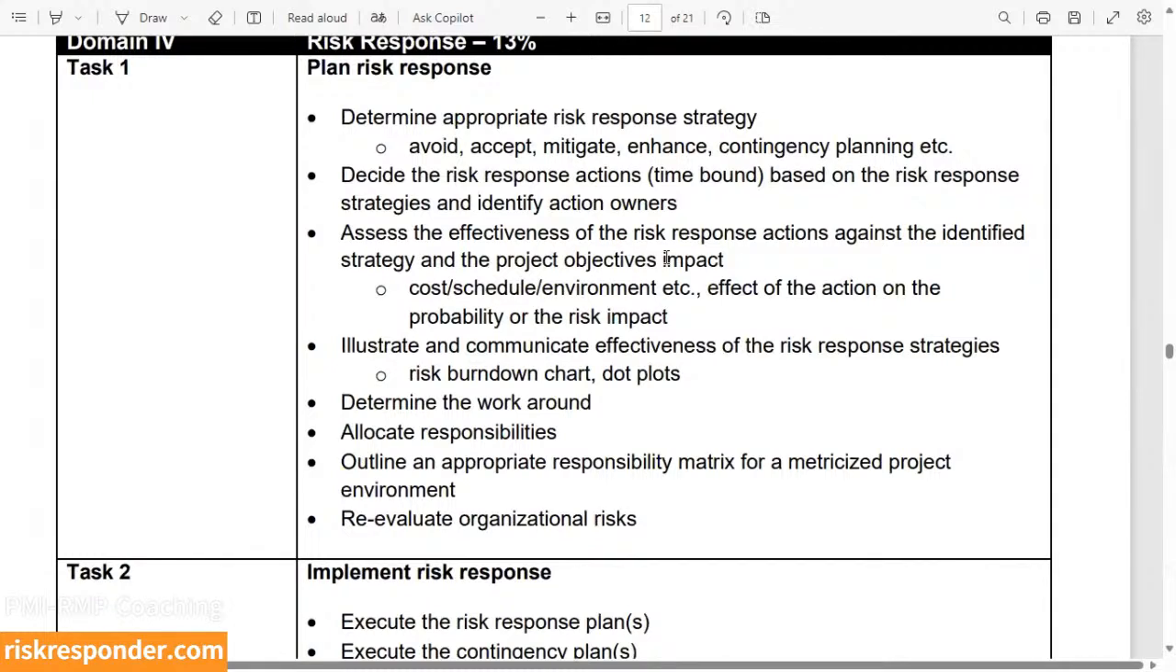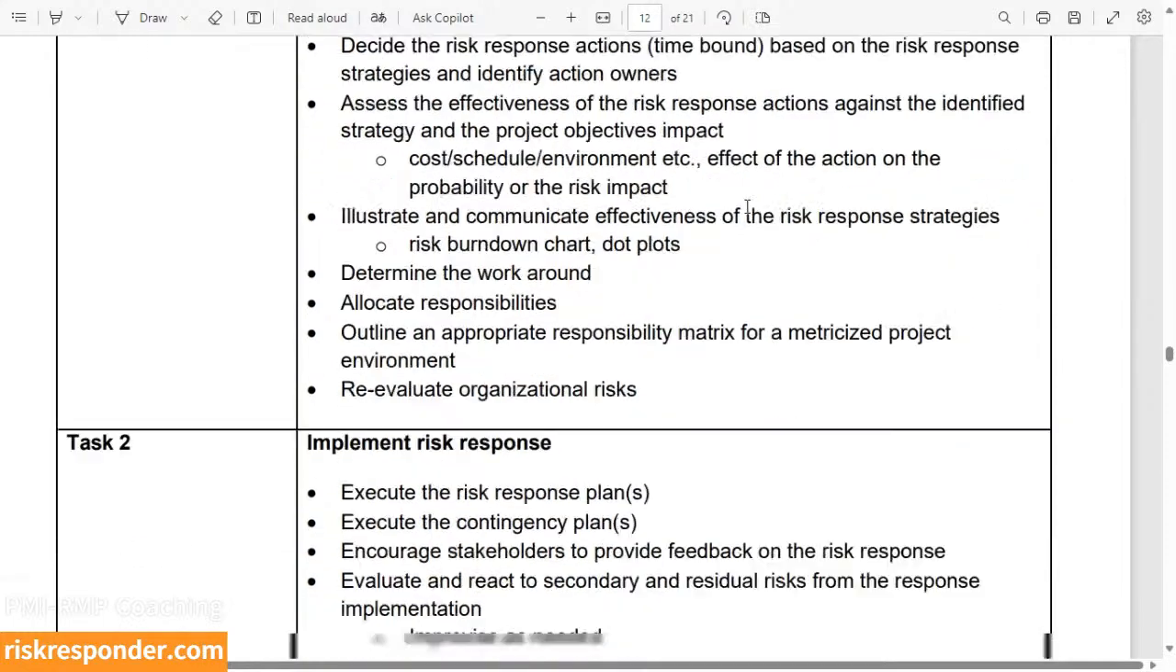Also didn't explain the enhance, accept, share, exploit, escalate. I didn't talk about those. Those also come into play because this is not just about the negative risks, this is about positive risks as well, opportunities. We call them positive risks.